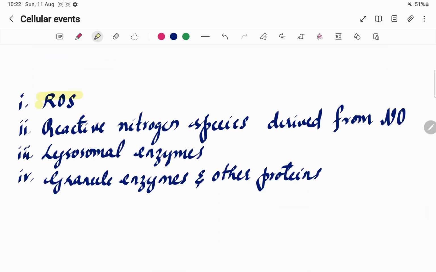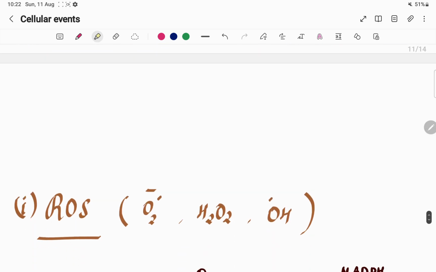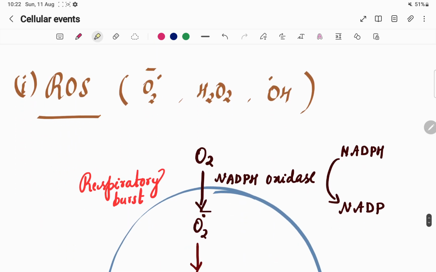One is reactive oxygen species, which is important. Then reactive nitrogen species derived from nitric oxide. Then lysosomal enzymes, and last the granule enzymes and other proteins. Of all these, reactive oxygen species is the most important. So let us first look at reactive oxygen species.